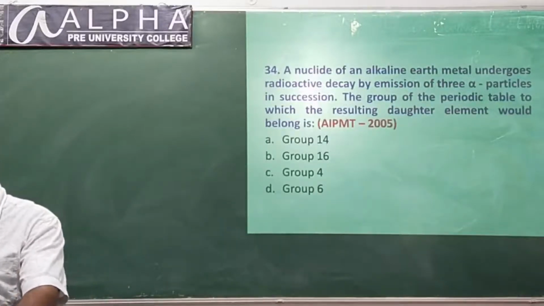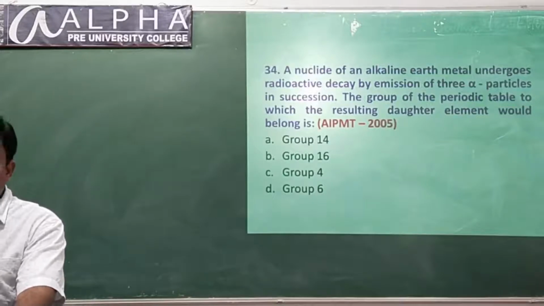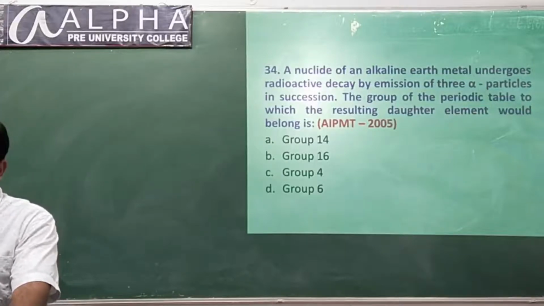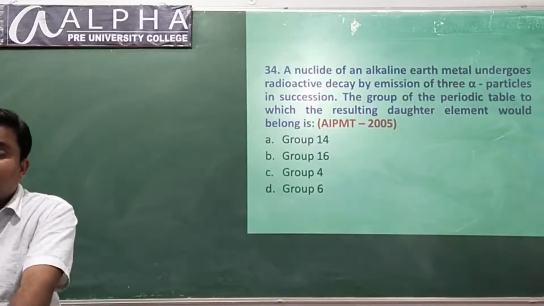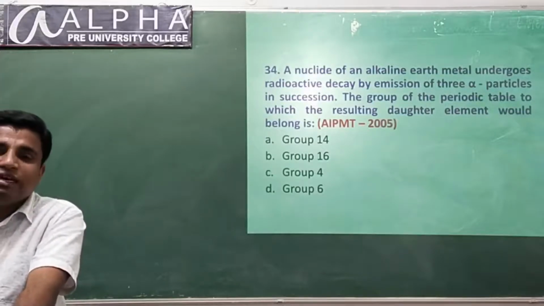Okay, the question says the nuclei of an alkaline earth metal undergoes radioactive decay. A nuclide of an alkaline earth metal undergoes a radioactive decay by emission of 3 alpha particles in succession. The group of the periodic table to which the resulting daughter element would belong is, it has been asked in All India Pre-Medical Test 2005. Quite simple, quite logical based.